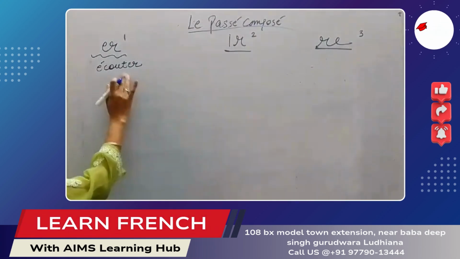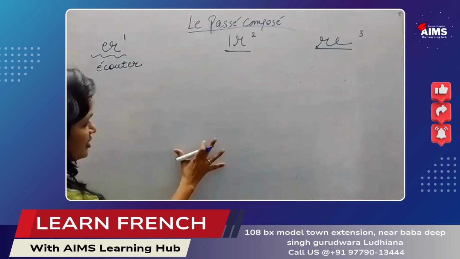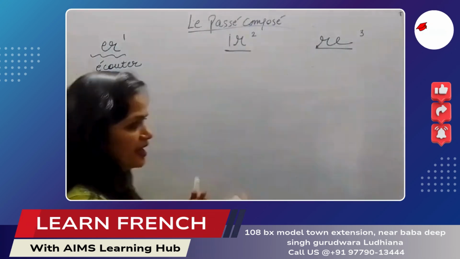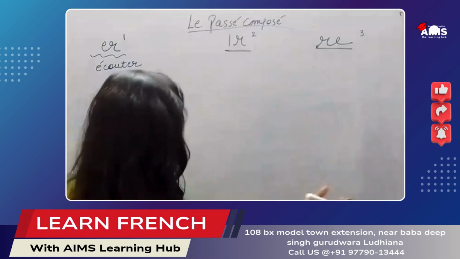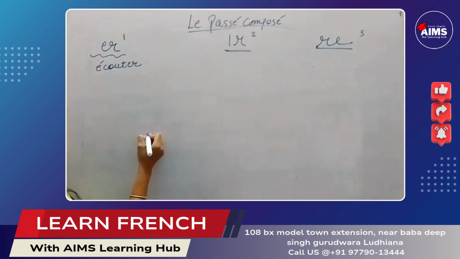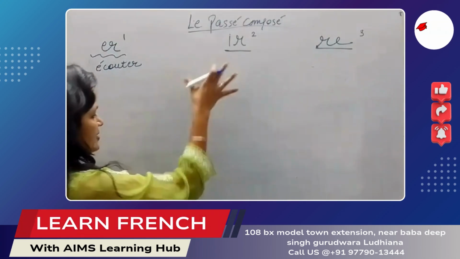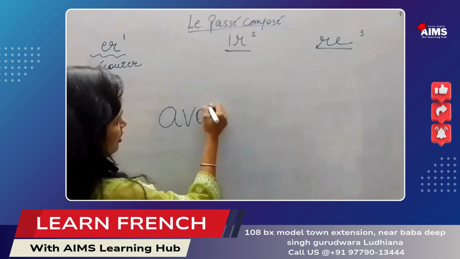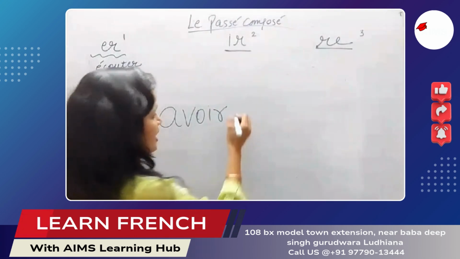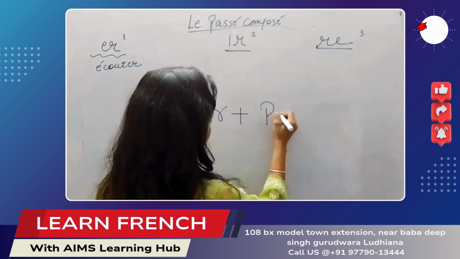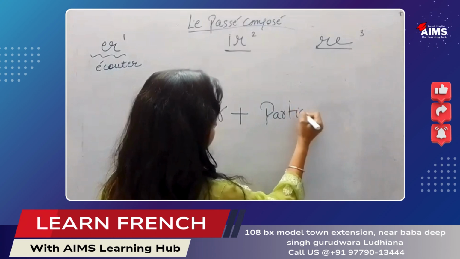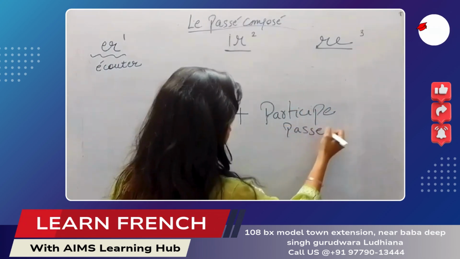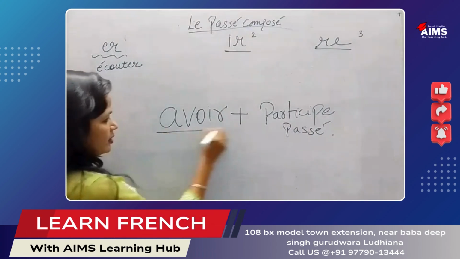Okay, now we will conjugate. The formation I will write here. You can note down side by side because then I will rub it, because I don't have much space. Okay. First of all, to make passé composé, I will use avoir, and participe passé.